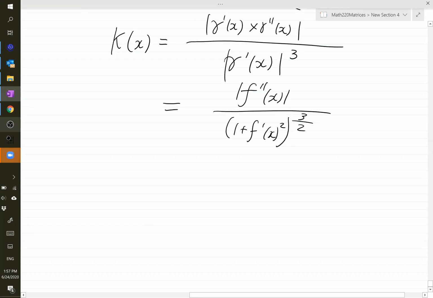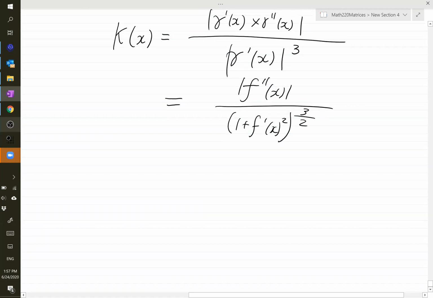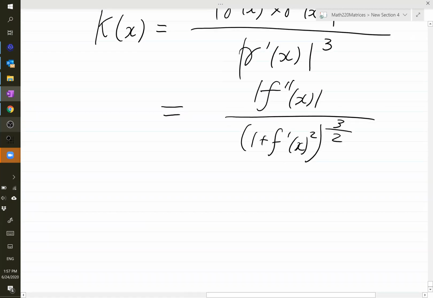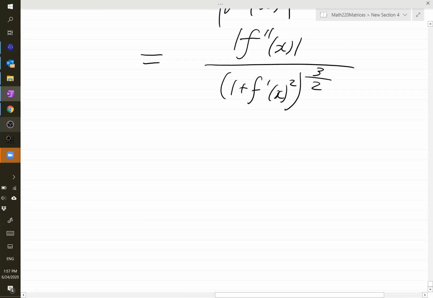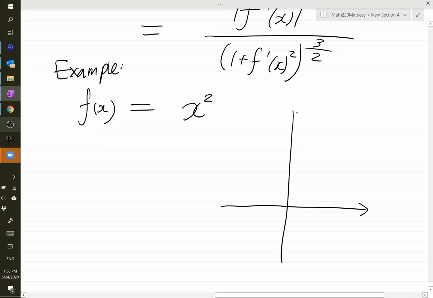Now suppose we want a railway. Suppose, for instance, we need to design the structure of a railway. We want the curvature to be small. For example, if f(x) is x squared, look at its graph. Now the curvature at, let's see, at 0.